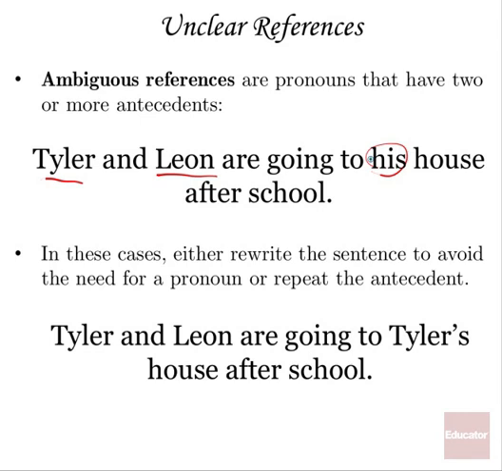Someone male, but Tyler and Leon are both male first names, so how do we know whose house they're going to? In these cases, either rewrite the sentence to avoid the need for a pronoun or repeat the correct antecedent. So you'd say, Tyler and Leon are going to Tyler's house after school. That solves the problem nicely.